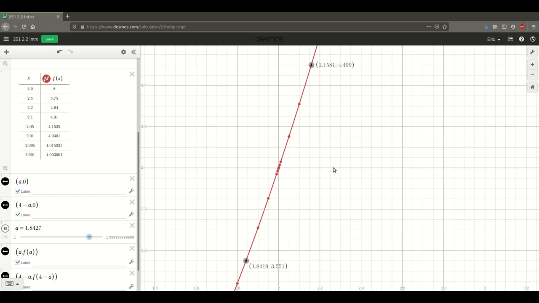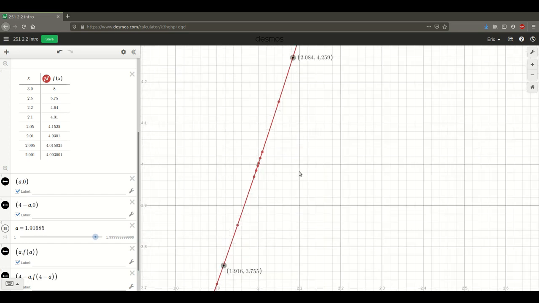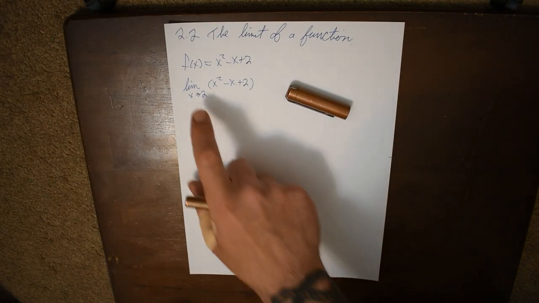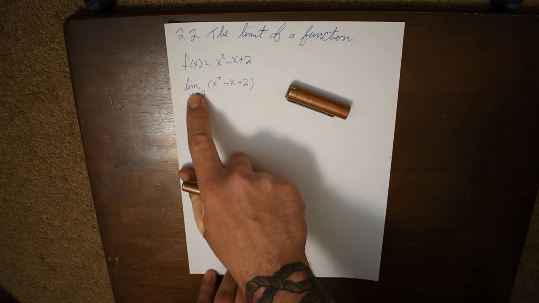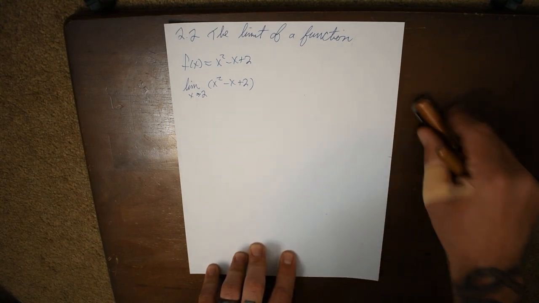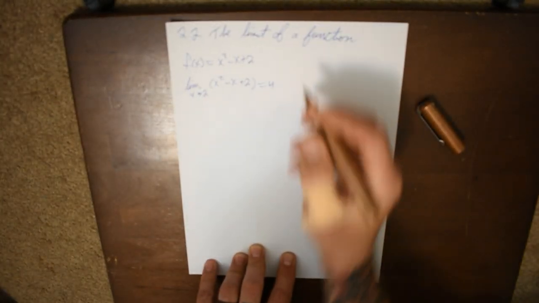All we care about is what happens as x is close to 2. I'll say that again. It does not actually matter what happens when x is equal to 2. The only thing that matters is this overall pattern in the y values. As the x values are getting closer and closer to 2, the y values are tending towards 4. So that's why, going back to this notation that we use, we say the limit as x tends towards 2 of the function x squared minus x plus 2 is equal to 4.